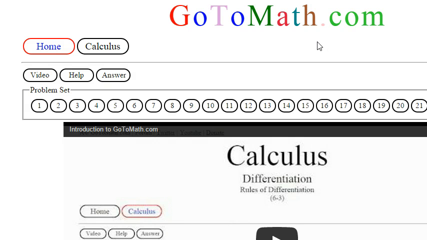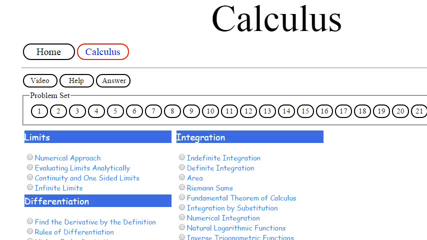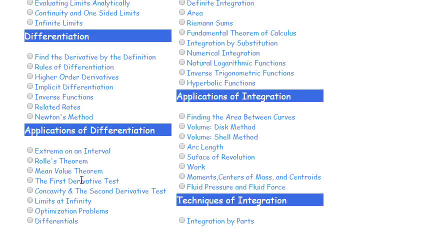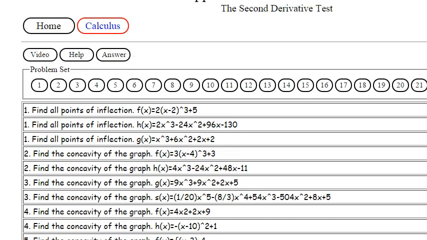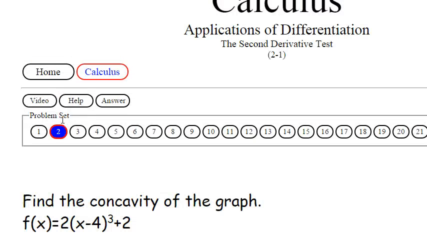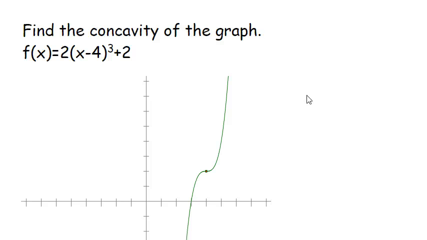We're at go2math.com. Let's click on the calculus and go down to concavity and the second derivative test. We're going to be doing 2-1. Look at that, first one to come up. It says find the concavity of the graph.